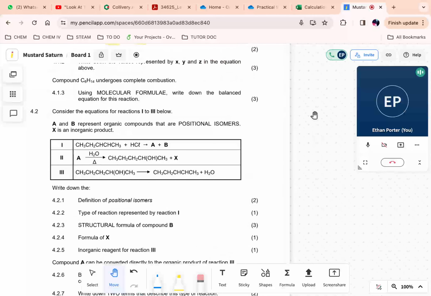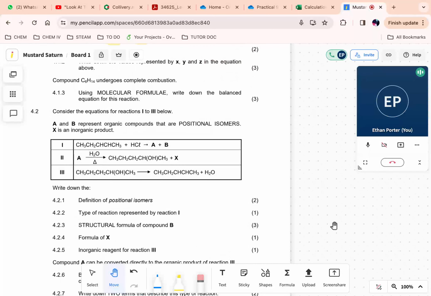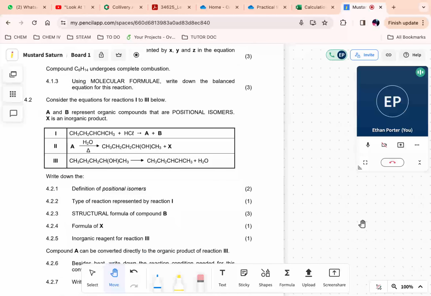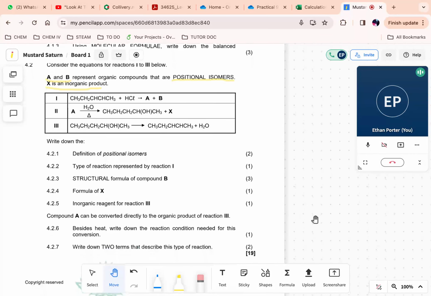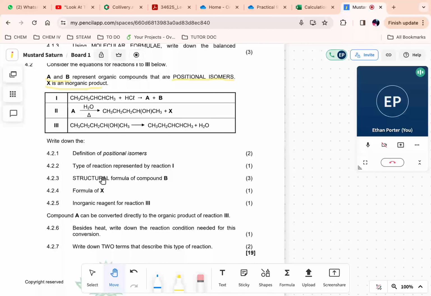Okay, moving on to the next question, question 4.2. Consider the equation below. In reactions 1 through 3, A and B represent organic compounds that are positional isomers. X is an inorganic product. Okay, so there's some important information here. X is an inorganic product. A and B are positional isomers. All right, let's get into the question.